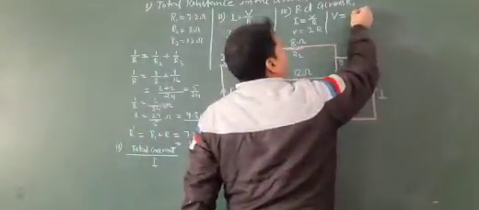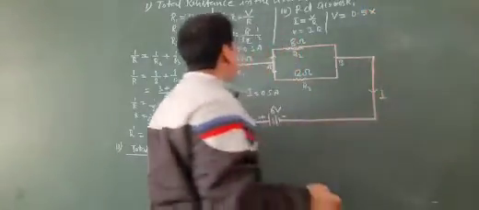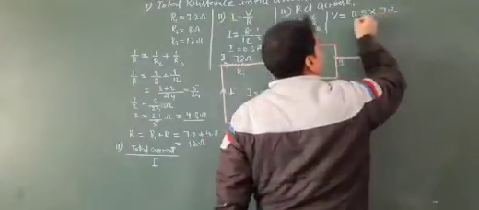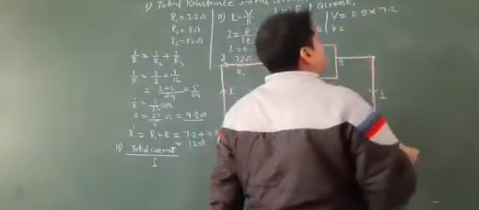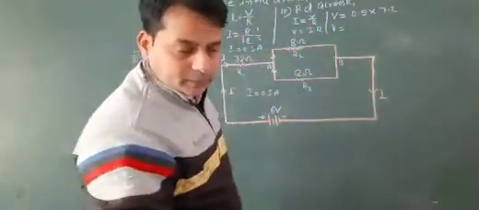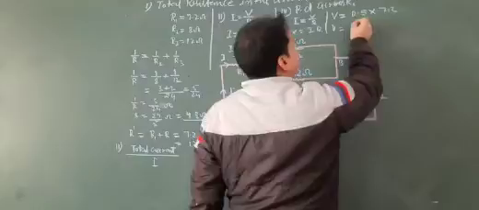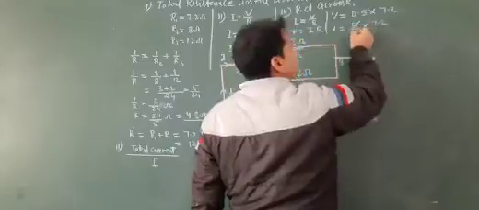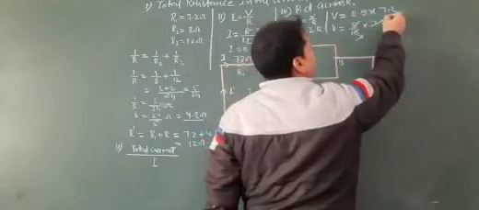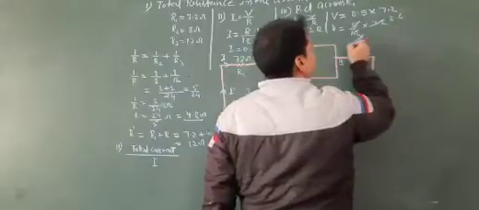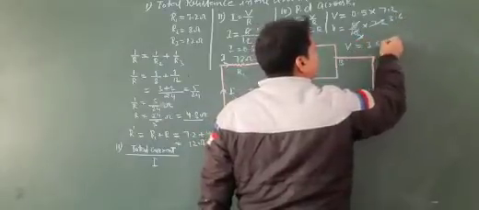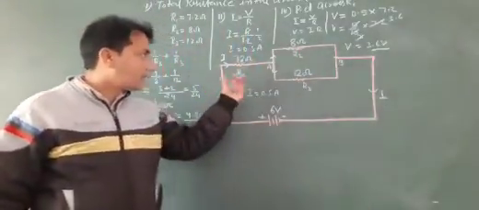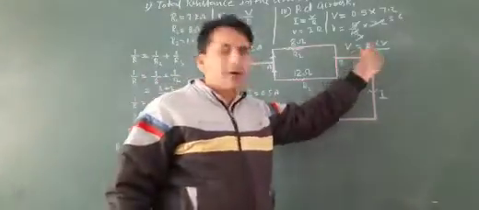The value of I is 0.5, multiplied by the resistance given here, 7.2. So V equals 0.5 into 7.2. Simplifying, 5 by 10 times 7.2 is 3.6, so V equals 3.6 volt. Now the potential difference across R1 is 3.6 volt.